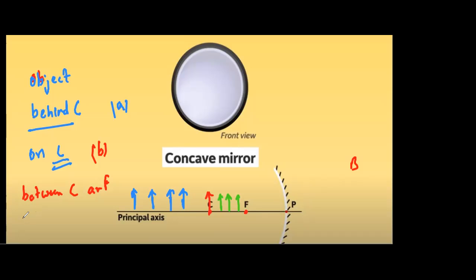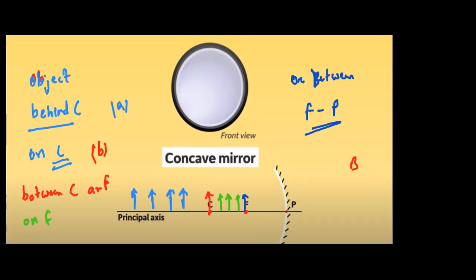Or you can have it on F, on focus, which means at this point. Yes. Or you can have it between focus and pole. Tell me yes or no. All of you getting this?